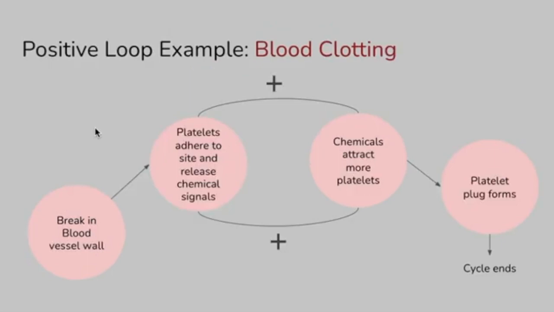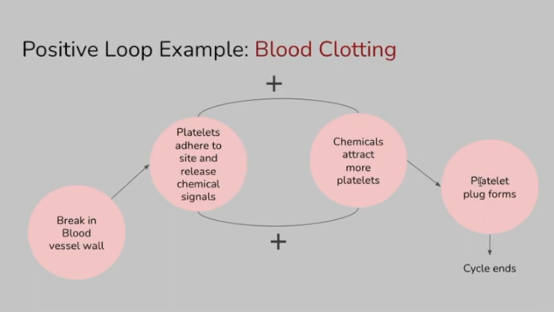A positive feedback loop related to blood clotting kind of works in a different way. If we have a break in a blood vessel wall from a cut or a laceration, platelets are then going to adhere to the site and start to release chemical signals. Those chemicals will then attract more platelets, and platelets will adhere to the site and release more chemical signals. This will continue to amplify the signal, which doesn't normally happen in the body, and more platelets will come until finally we have what's called a platelet plug that is formed at the site of the break.